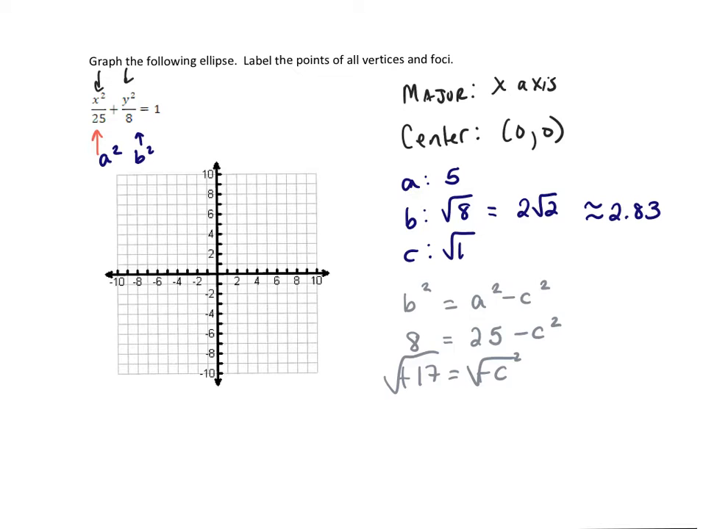So c is going to be the square root of 17. Square root of 17 is about 4.12, I believe. So those are my numbers. Now I like the exact numbers, but the decimals will help me out.